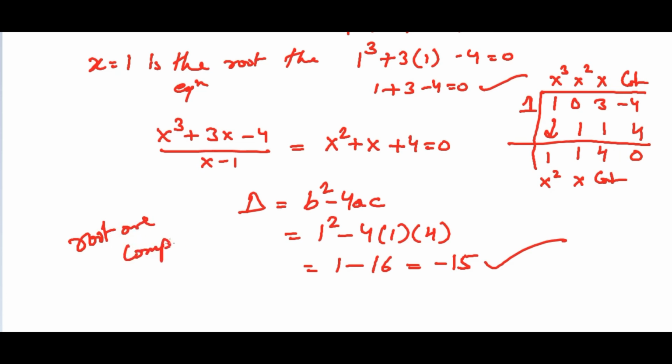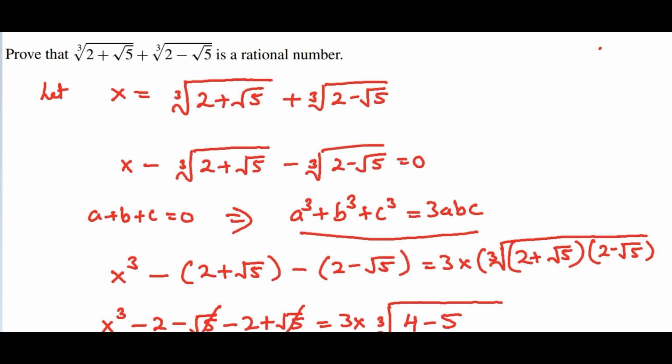Complex means imaginary. So if the two other roots are imaginary, we need to certify that x equal to 1 is the value of this. So we can write that this is actually equivalent to 1, and that's a rational number, and we proved that.